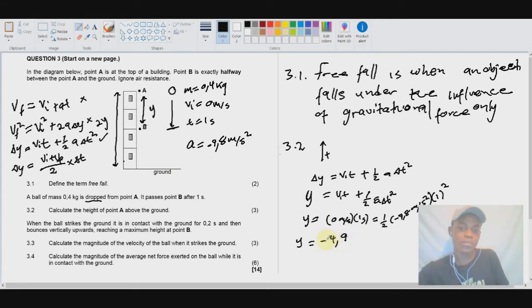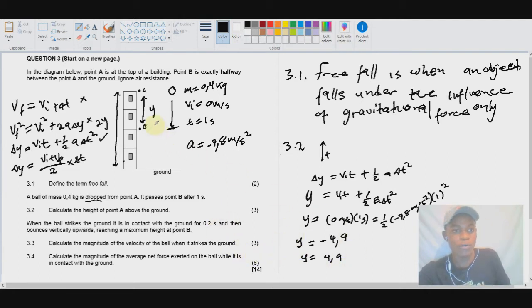Now we can see this negative will only tell us that this thing is falling in the negative y direction. So we can say y is equal to 4.9, because this ball is going down, so this negative is showing us that this ball is going down instead of going up, right?